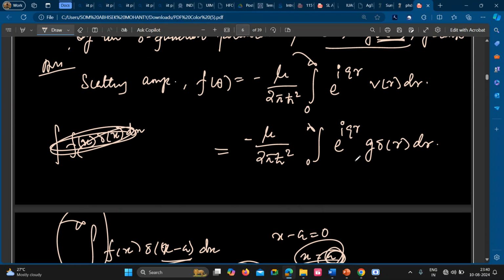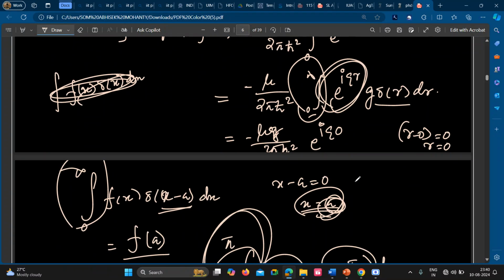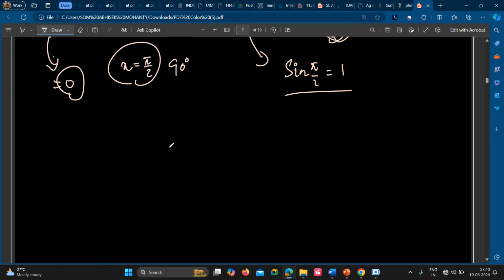Okay, so here see δ(r). So r minus something, what is that? 0, so r = 0. Since r = 0 falls in between 0 to infinity because 0 is there, I will put 0 in f(x), that is e^{iq·0}. G will come out, so −μg/(2πħ²). e^{iq·0} is 1. So f(θ) = −μg/(2πħ²).